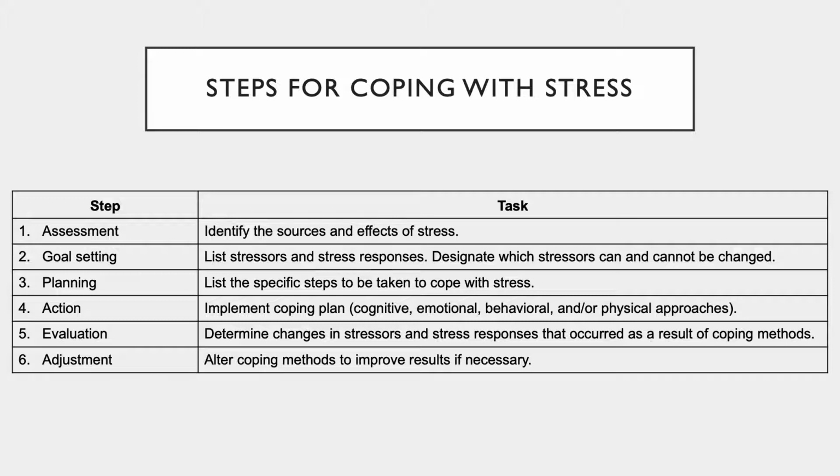Next is the planning stage. Planning involves listing out some specific steps that could be taken to more actively cope with stress. In the action stage, the person actually starts implementing the coping plan that was created in step 3. This involves cognitive, emotional, behavioral, and/or physical approaches. In essence, the action stage involves actively implementing the coping plan.